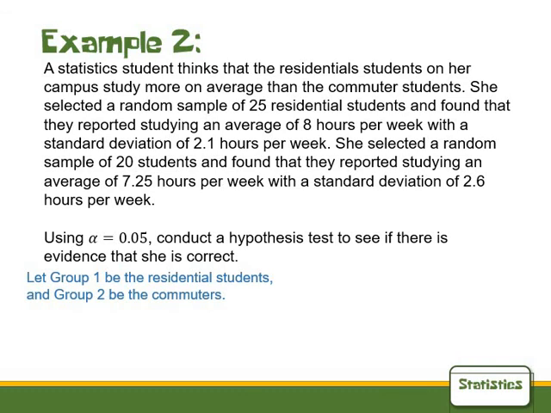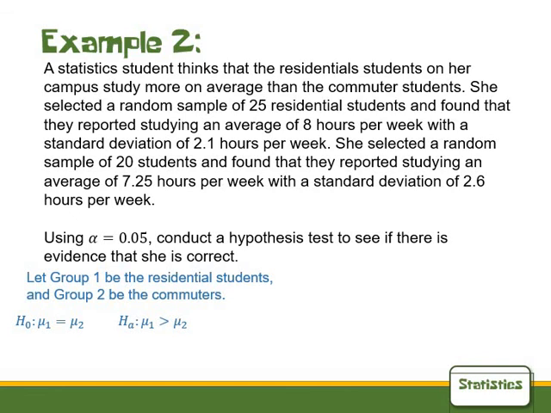So the way we set up our hypothesis is going to depend on which one we call group 1 and group 2. And of course, that's our decision, but I'm going to go in the order they were presented and let group 1 be the residential students and group 2 be the commuter students. If I do that, then for my alternative hypothesis, we think that the residential students are going to study more than the commuters, so it'd be mu1 is greater than mu2.